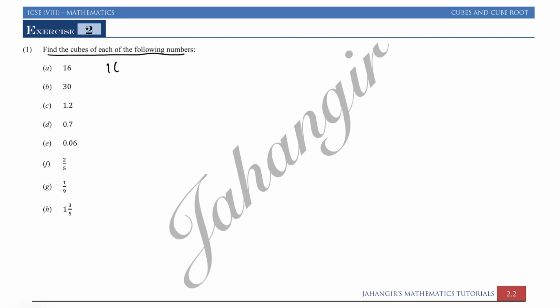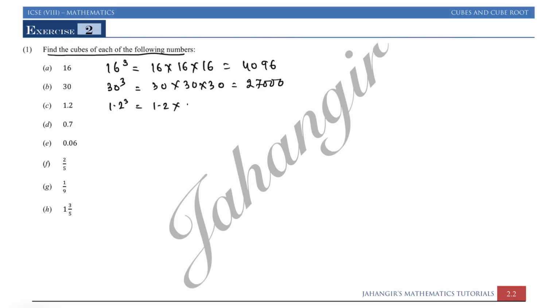Cubes means you have to do 16 cube. So 16 into 16 into 16. If you multiply, you will get 4096. 30 cube. So that is 30 into 30 into 30. Just multiply and check. That is 27000. 1.2 cube, that is 1.2 into 1.2 into 1.2. So 12 cube is 1728 and there are 3 decimal places, so it will become 1.728.